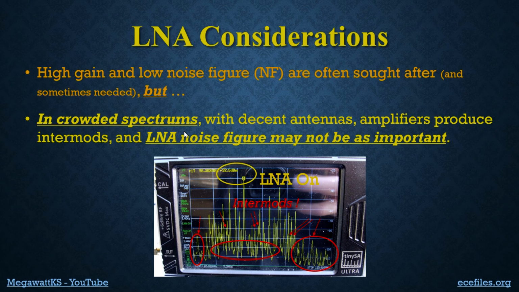But in crowded spectrums, like the FM broadcast band, for example, but it could also be Wi-Fi bands and all the other things that these days are being crowded with multiple signals. In crowded spectrums, when you have decent antennas, the amplifiers will produce intermods. And it turns out that the low noise amplifier noise figure may not be as important as that.